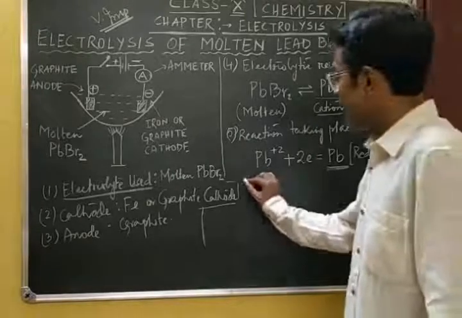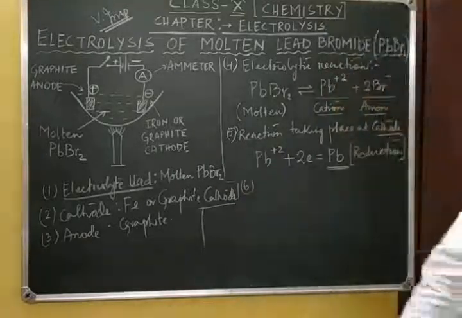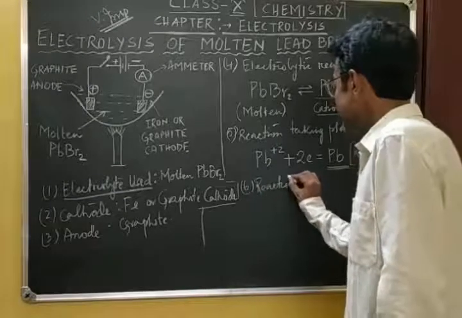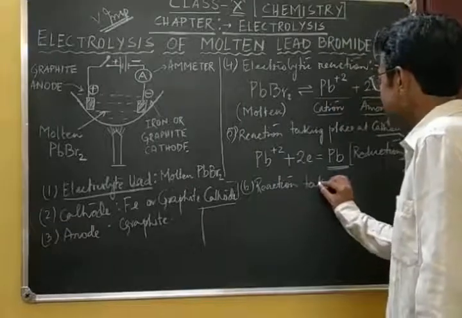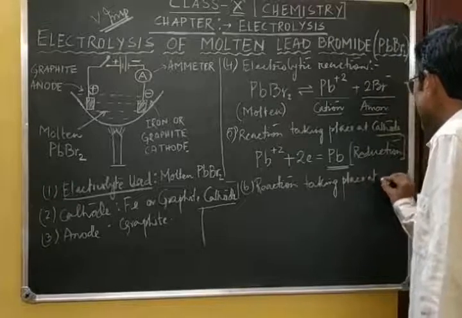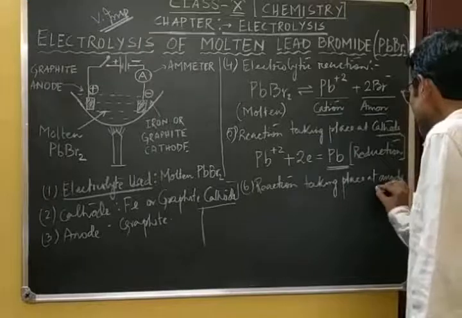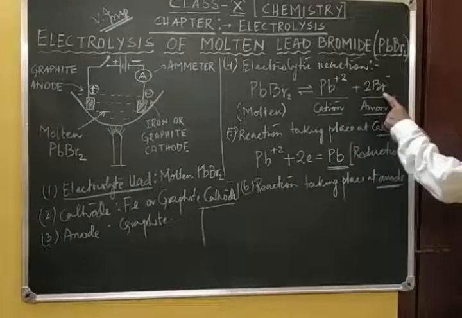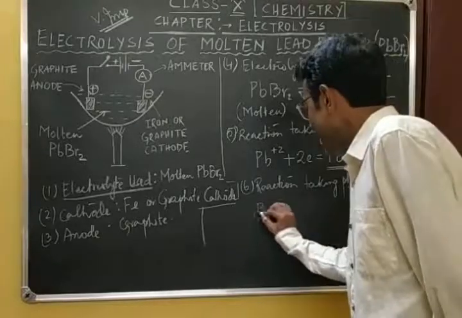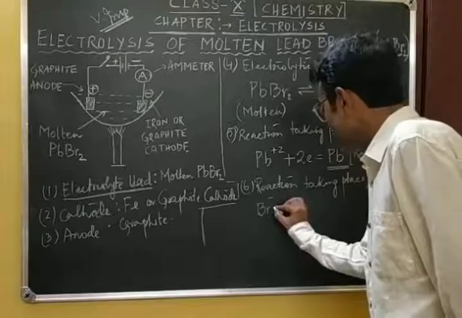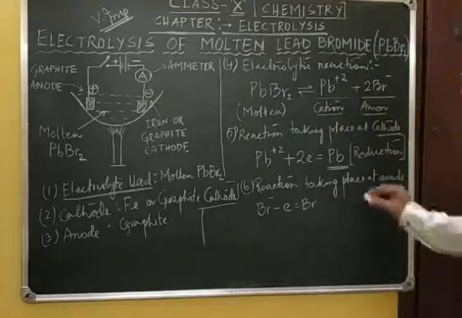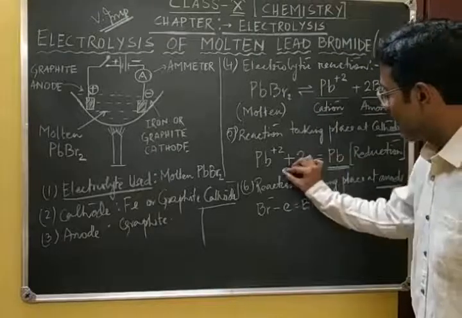Number 6, reaction taking place at the anode. When you are talking about the anode, look at it very carefully. Br minus, what will it do? It will lose 1 electron to form bromine. Now see here, this is very important. How many electrons has lead gained?